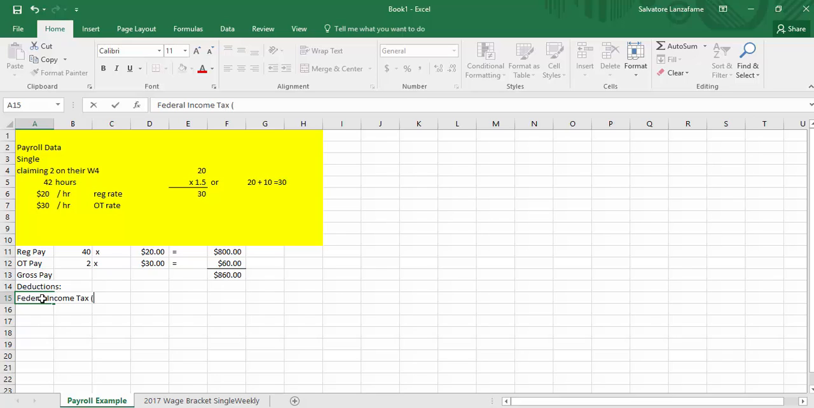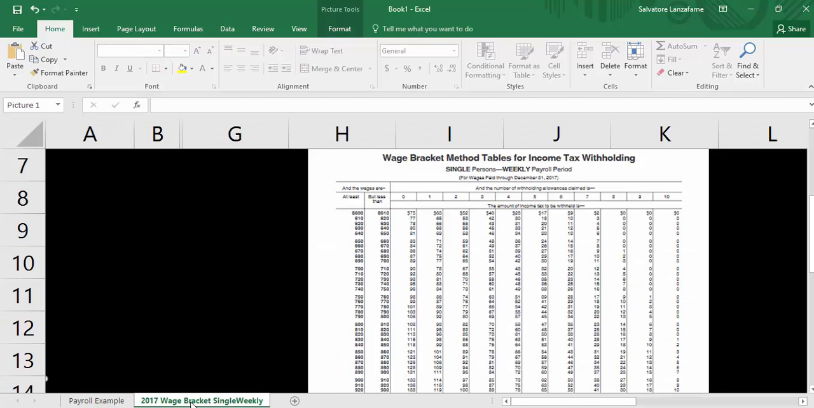And the way you calculate federal income tax is by a table. To help us do this, I have put in a table here that I just downloaded from the IRS website. This is coming from Publication 15, the Circular E for employers. We're going to use this to help us figure out how much tax we should take out of this person's paycheck for federal income tax.